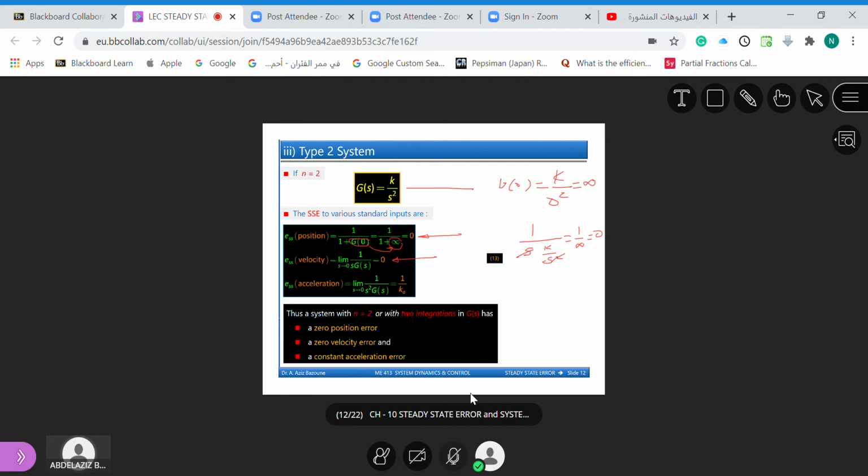And then you simplify here when you get 1 over s squared G of s. You will take the error 1 over s squared times k over s squared. You simplify s squared over s squared, and your error will be simply 1 over k. We call it 1 over Ka, which is the steady state error for the acceleration input. So as a summary, a system with n equal to 2, or 2 integrations, has 0 position error, 0 velocity error, and constant acceleration error.